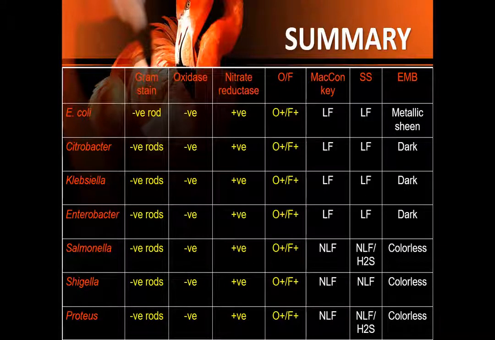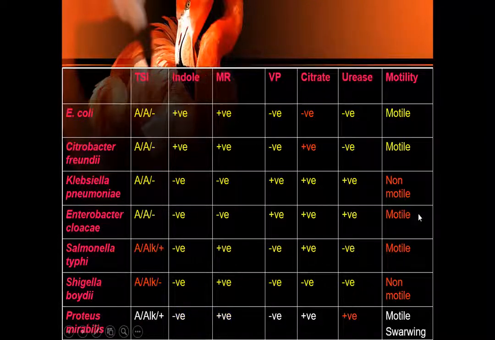Here is a summary of a few members of the family Enterobacteriaceae. These are characteristics we have already discussed. All are gram negative rods, all are oxidase negative, all are nitrate reducers. Okay, they can grow on MacConkey agar. So the first four are lactose fermenters and all others are non-lactose fermenters. E. coli gives a metallic green sheen on the EMB agar. Okay, keep in mind. Then another thing is biochemical identification.